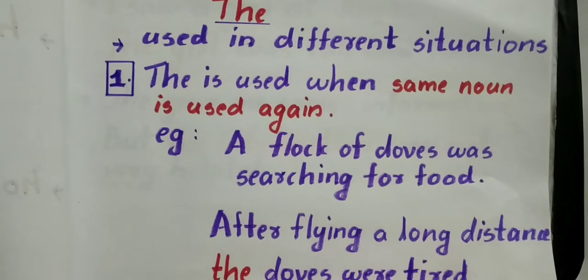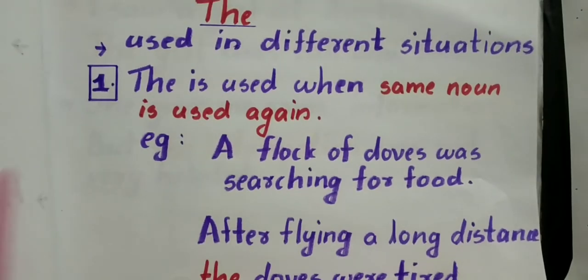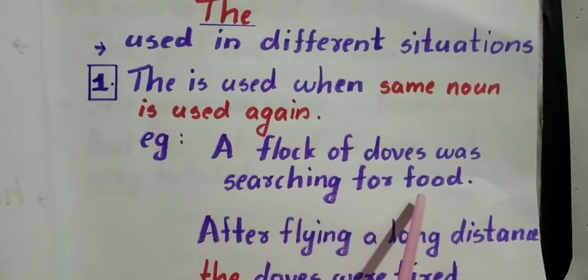This is the first rule to use the article. When we are talking about the same thing again, we use the article the. When we are repeating the same name again, we will add the to point that we are talking about the same thing. We are talking about the particular thing we have mentioned before. Let's take an example. A flock of doves was searching for food.